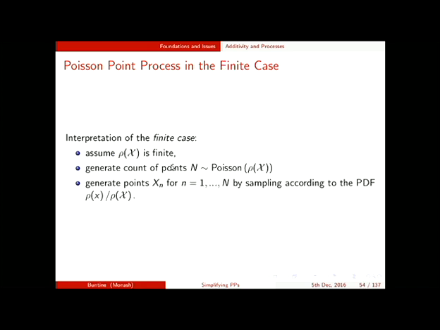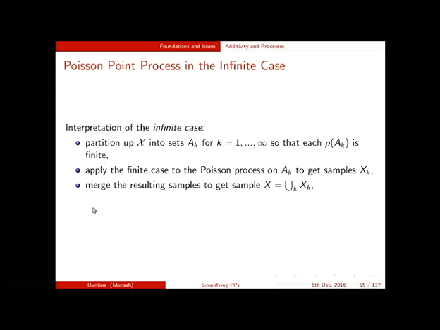Here's the finite case where everything's simple. We just generate n points according to a process. We generate n according to a Poisson, and then each of those points we generate by the scaled rate. And in the infinite case, we just partition up our full space so that the integral of each part is finite, and then we apply the previous.